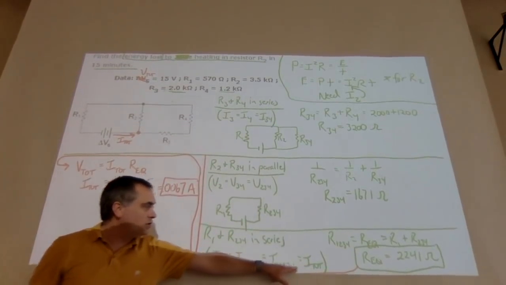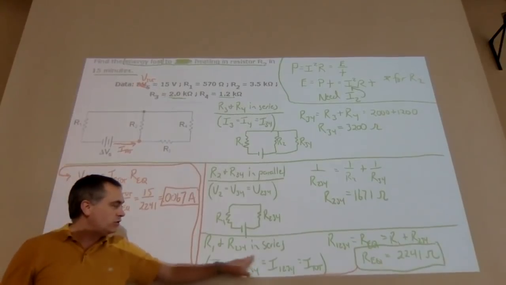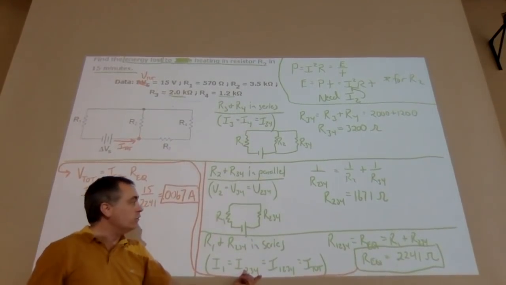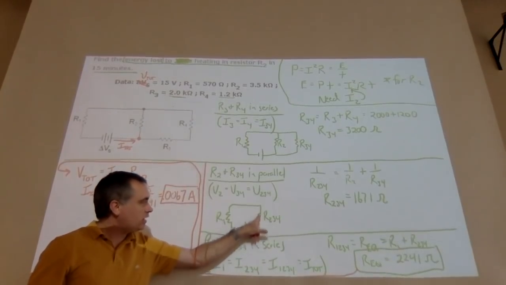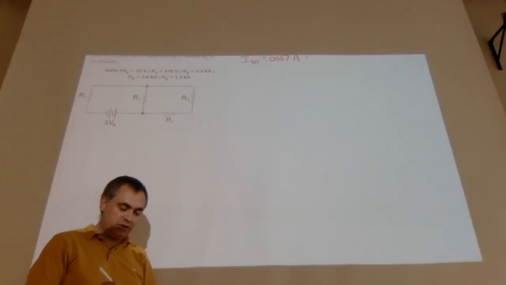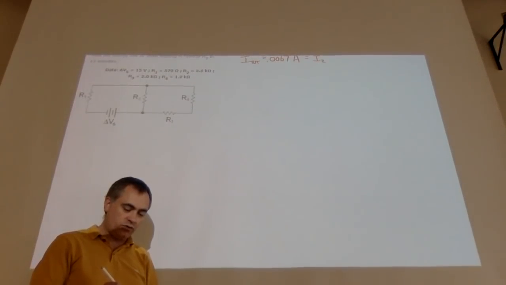So we know that I total, the number we just found, is also equal to the current through the combination 2, 3, 4. This combination resistor, all right? So let's put that in there as well. This is equal to I234.